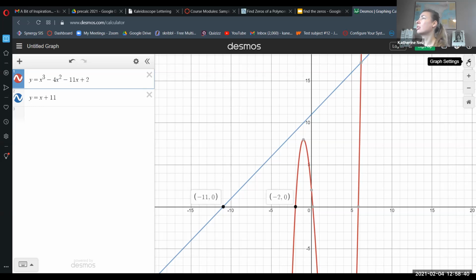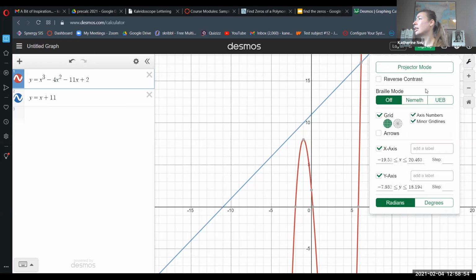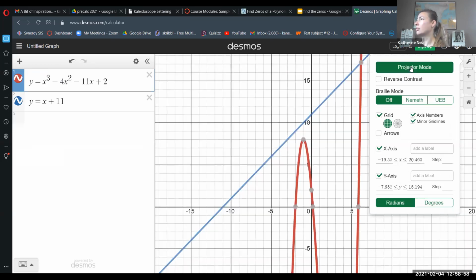I like to make this look kind of pretty. Sometimes the settings in here are like 18, and then I'm out here at 20, and then here at 18 again. I like it to look better, and I like it to be kind of square. That's just me. So always hit projector mode. It makes it a lot more obvious where things lie.